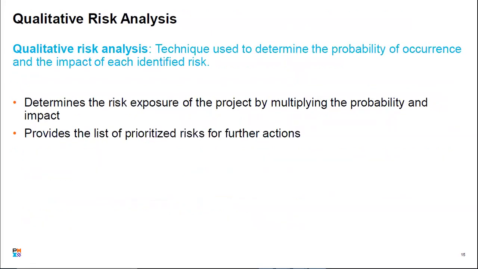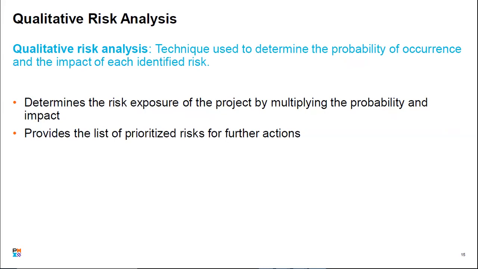We are talking about risk. Once you've identified them, you need to do your analysis on them. One of the analyses you need to do is qualitative risk analysis. This is a technique used to determine the probability of occurrence and the impact of each identified risk.